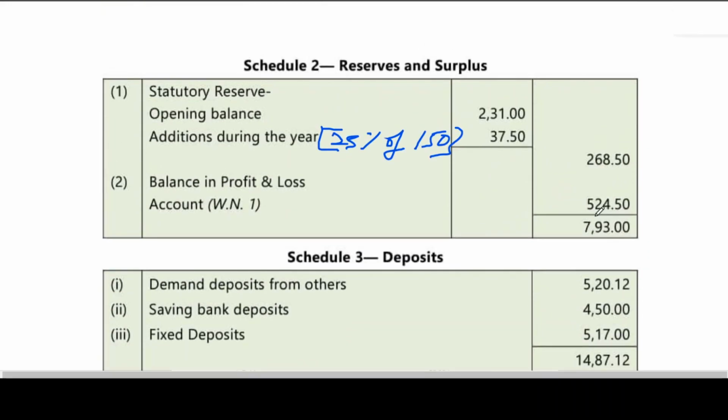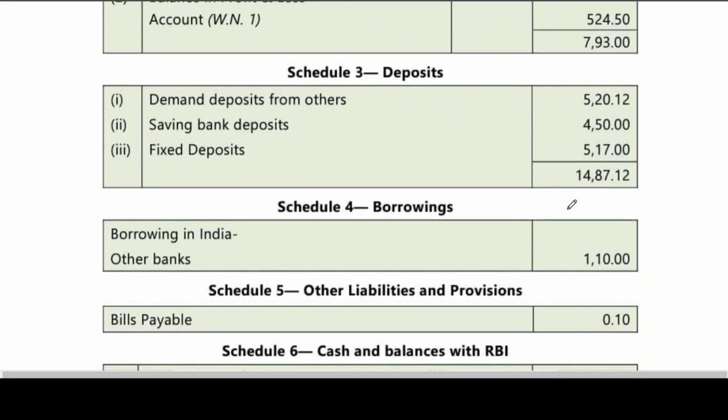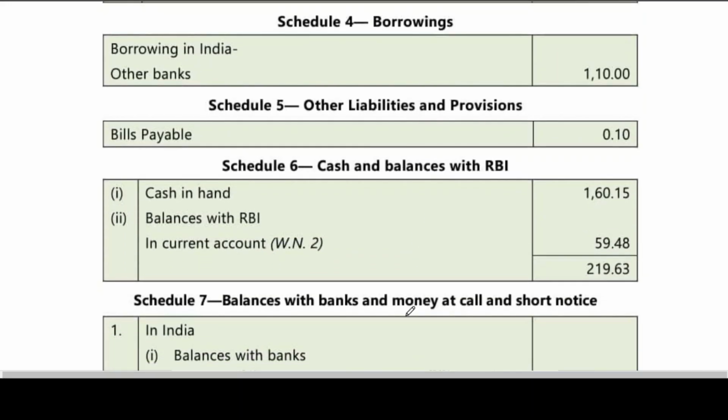And the balance in the P&L account also will appear under reserves and surplus. This is how you got 524.50 after deducting 37.5. Deposits: I told you all, demand deposit, savings bank deposit, fixed deposit. Next, borrowings, from other banks in India. Schedule 5, other liabilities and provisions, bills payable. Schedule 6, cash and balances with RBI. I already told you, balance with RBI account is 59.48.